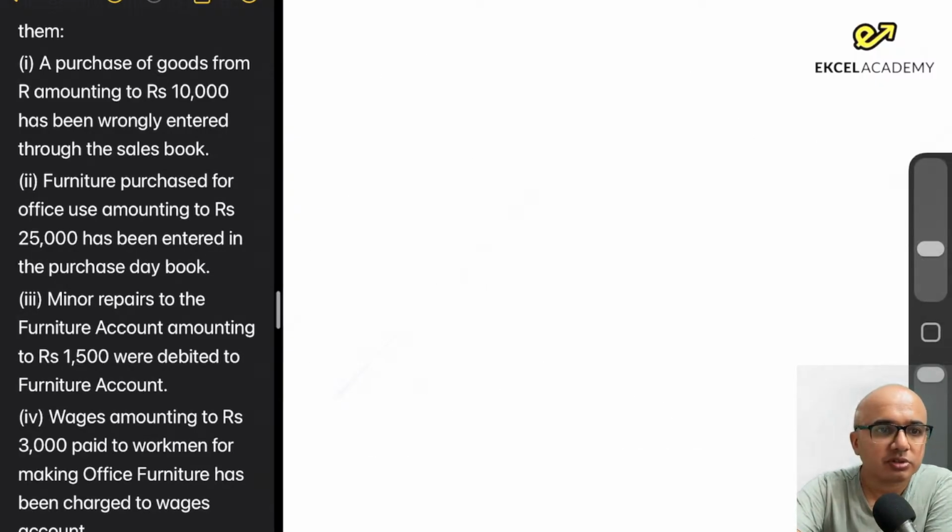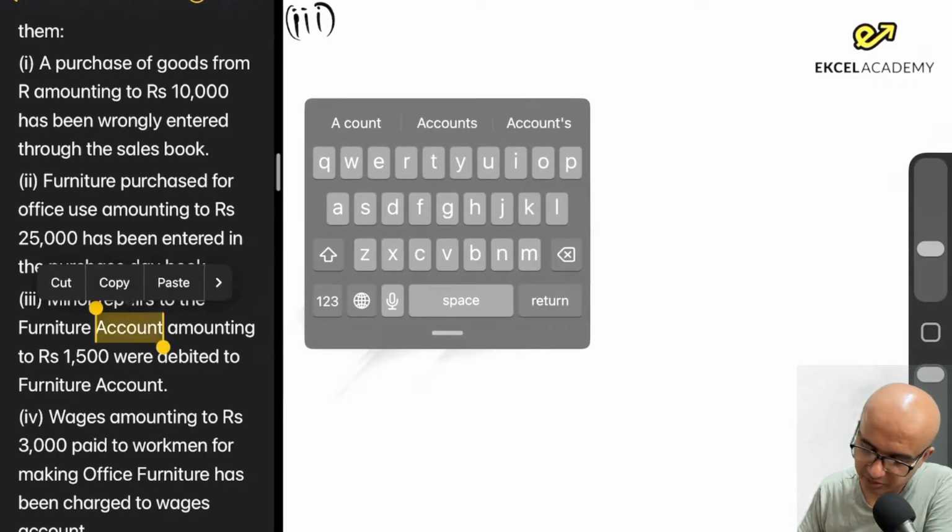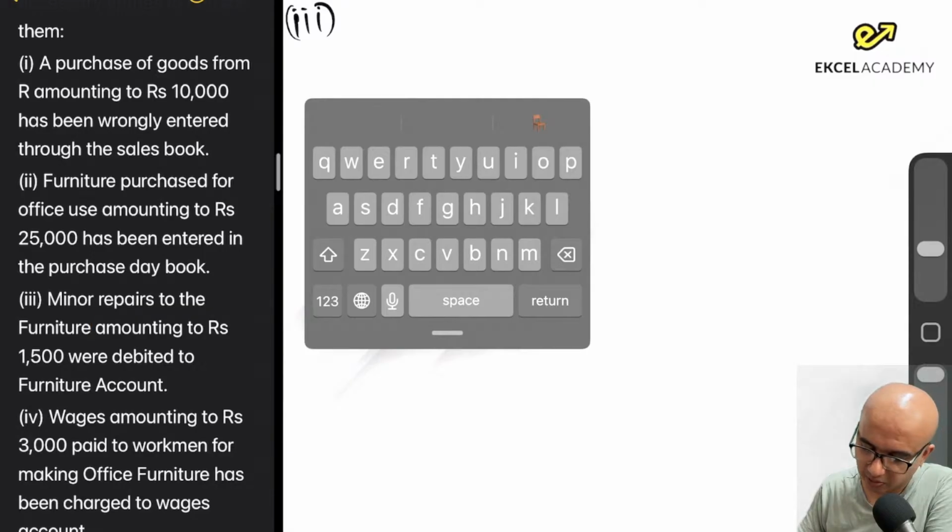Let me just check once. If everything is right, it looks fine. Yeah. Next. Third adjustment. Minor repairs to the furniture account amounting to rupees 1,500 were debited to furniture account. Okay, there is a correction in the question itself. Minor repairs to furniture, not furniture account.